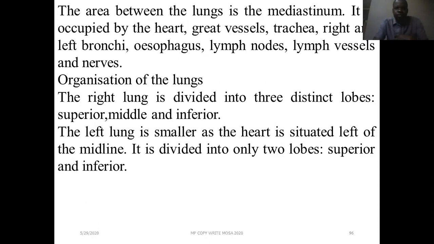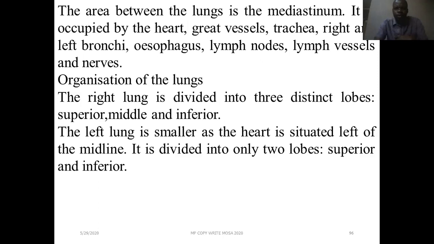The right lung is divided into three distinct lobes: superior, medial, and inferior, which I explained earlier when I was trying to show you on the pictures. The left lung is smaller, as the heart is situated left of the midline. It is divided into only two lobes, superiorly and inferiorly.